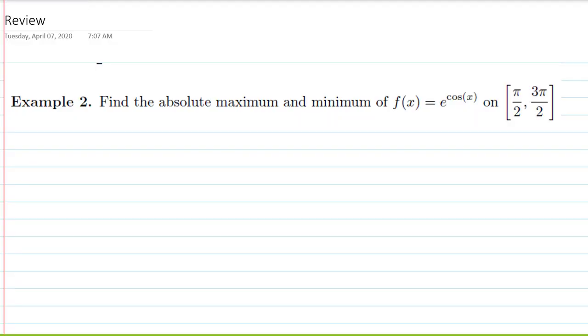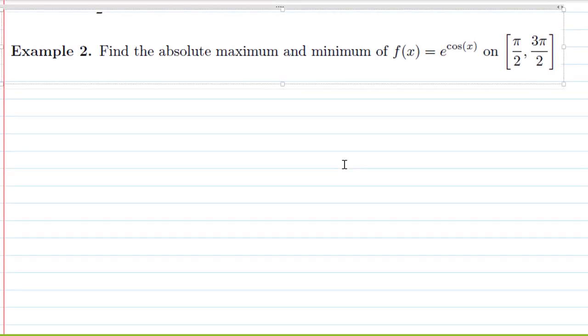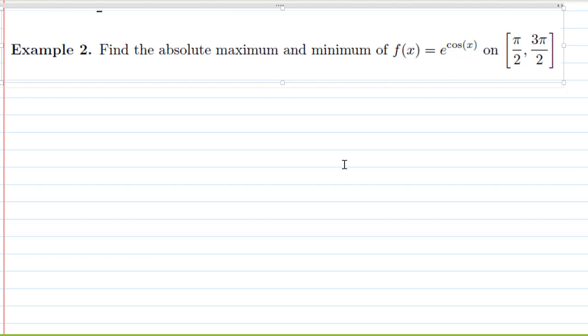All right, so for example number 2 from the review, it says find the absolute maximum and minimum of f of x equals e to the cosine x on pi over 2 to 3 pi over 2. So to find the absolute maximum and absolute minimum of something on a closed interval, we need to check the value of the function at the critical numbers and the value of the function at the endpoints.